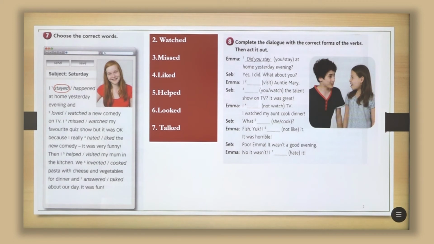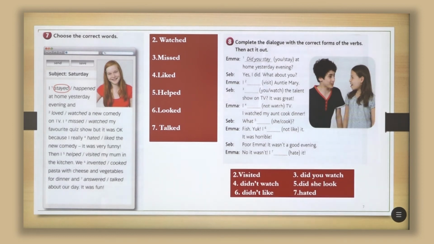In exercise 8, here is a dialogue between Seb and Emma talking about their past activities. So try to complete the dialogue with the correct form of the verb. You have the verbs in the brackets and put them into past simple form. Take some time. Okay, let's see if you got them right. Good. So the second one is visited. The third one is did you watch? The fourth one is I didn't watch. The fifth one is did she cook? The sixth one is didn't like. And the last one is hated.